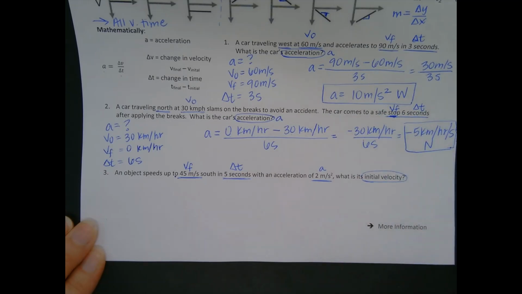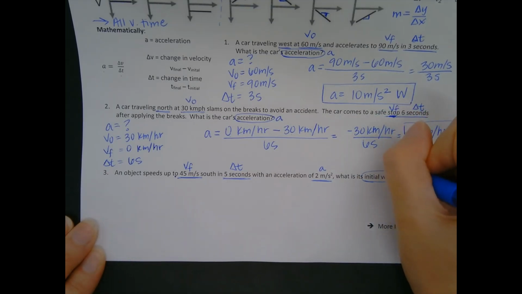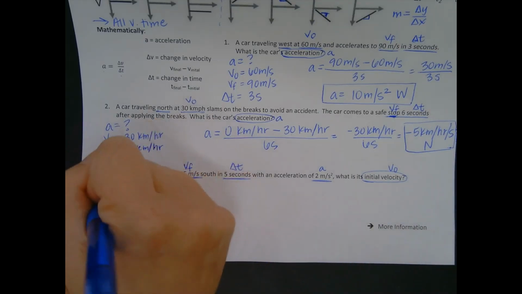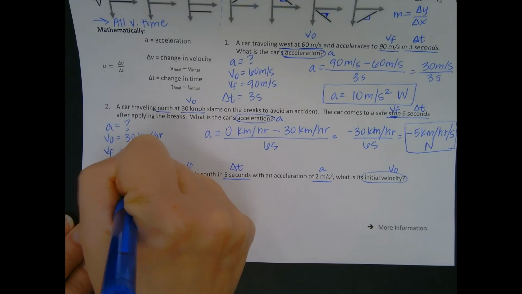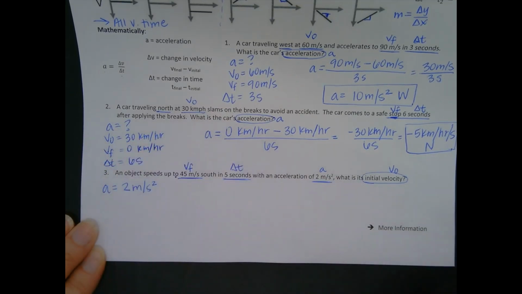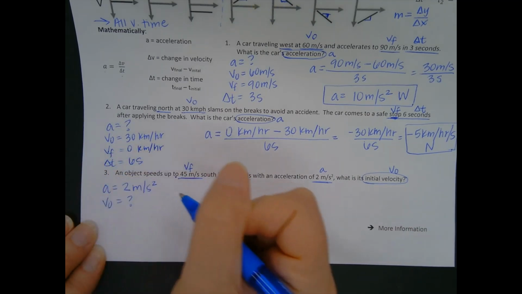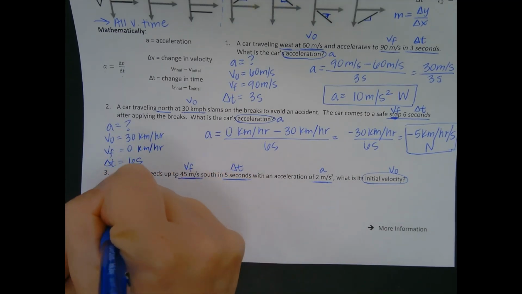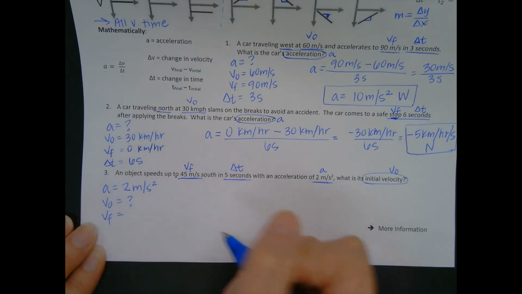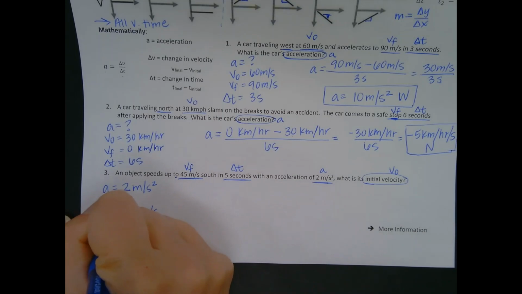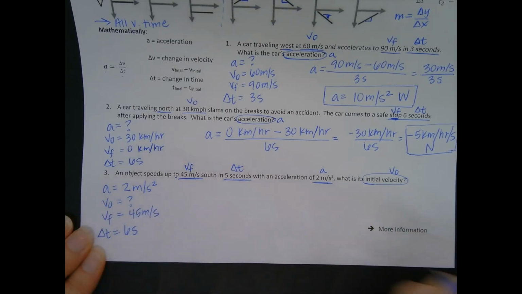So I'm going to write A for acceleration. And what is its initial velocity? So I'm going to write V0 because that is what I'm looking for. Okay, so here we go. Acceleration equals 2 meters per second squared. That's what I've identified here. My initial velocity, I don't know. That's what I'm looking for. My final velocity is going to be 45 meters per second. And my delta t is 6 seconds.